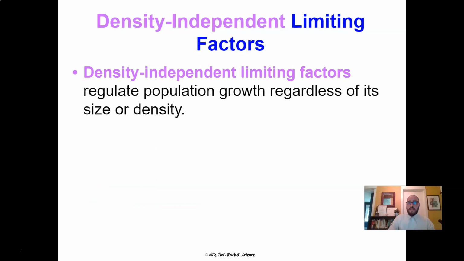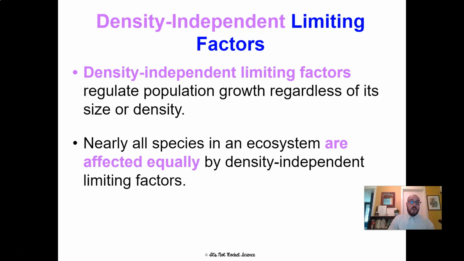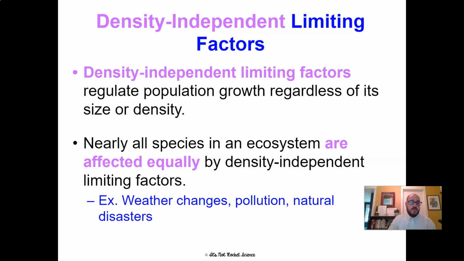All right, so a density independent limiting factor is going to be something that's going to happen and cause changes regardless of the amount of organisms that are in that area. So these tend to be like natural disasters. So weather changes, climate changes, pollution. So something like a forest fire, like the ones that are going on right now in California and Washington and Oregon, those are going to be density independent. They're going to have large effects regardless of the density of the animals there.